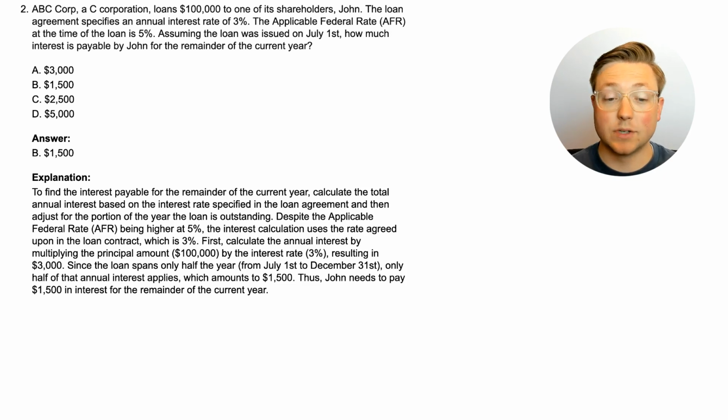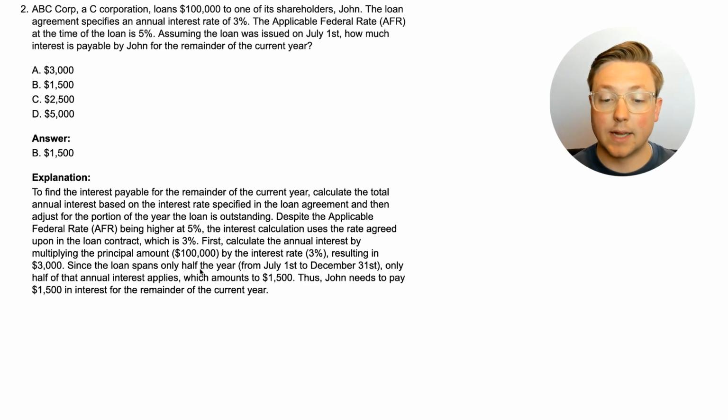So to find the interest payable for the remainder of the current year, we have to calculate the total annual interest based on the interest rate specified in the loan agreement and then adjust for the portion of the year the loan is outstanding. Despite the applicable federal rate being higher at 5%, the interest calculation uses the rate agreed upon in the loan contract, which is 3%. So we have to first calculate the annual interest by multiplying the principal amount by the interest rate, resulting in $3,000. And again, we're using the stated interest rate here.